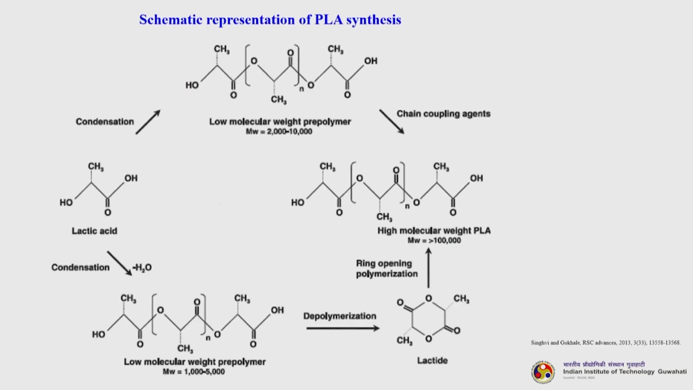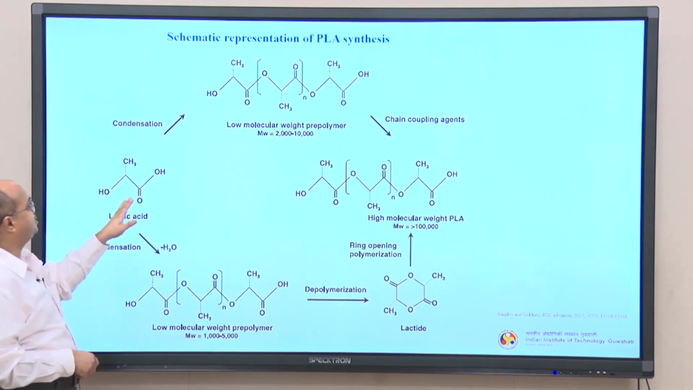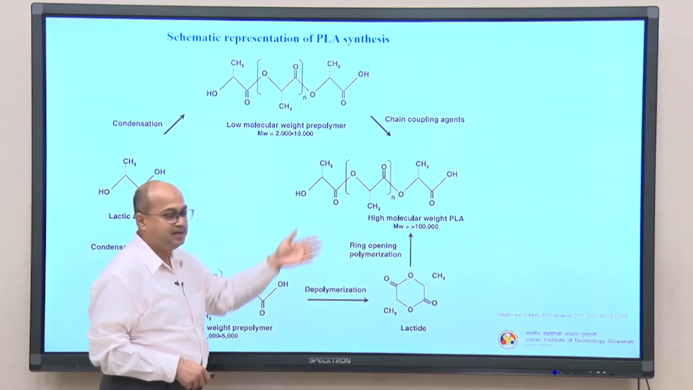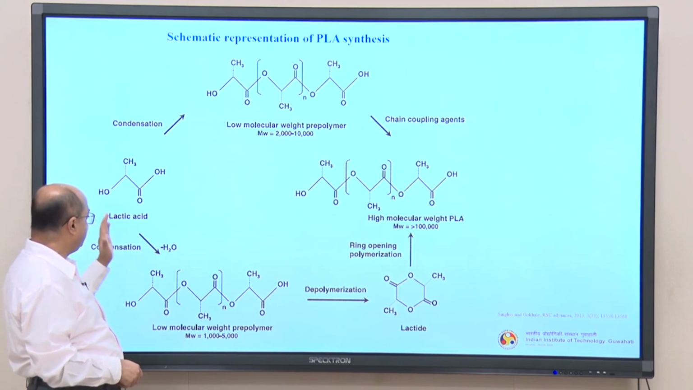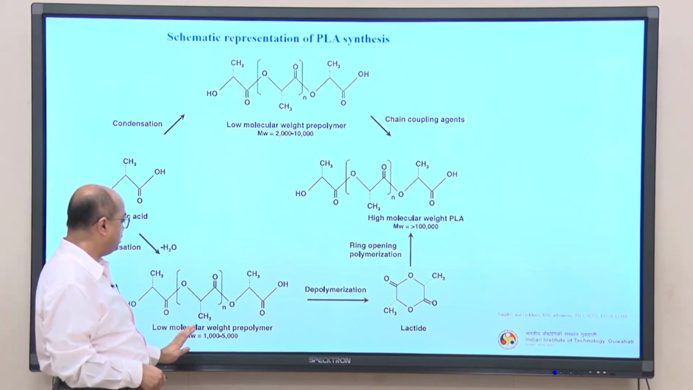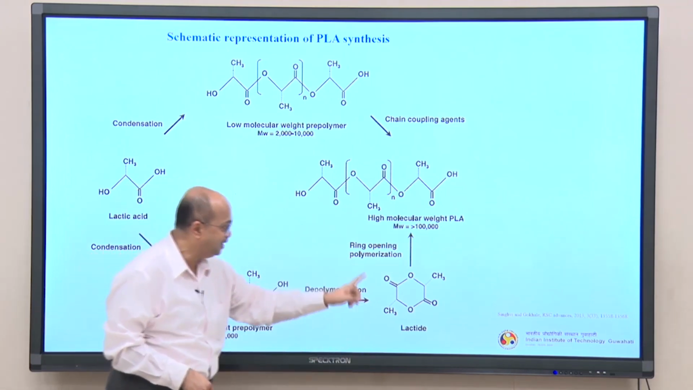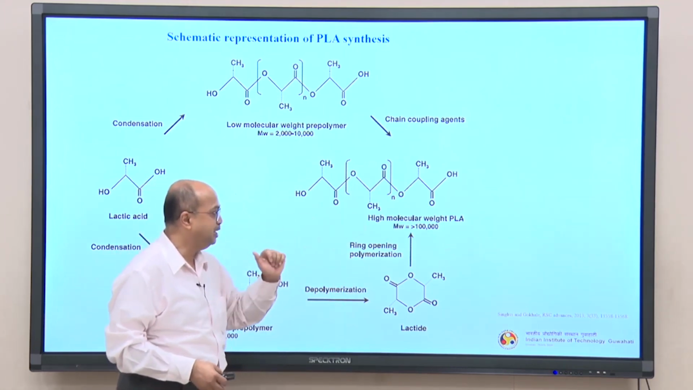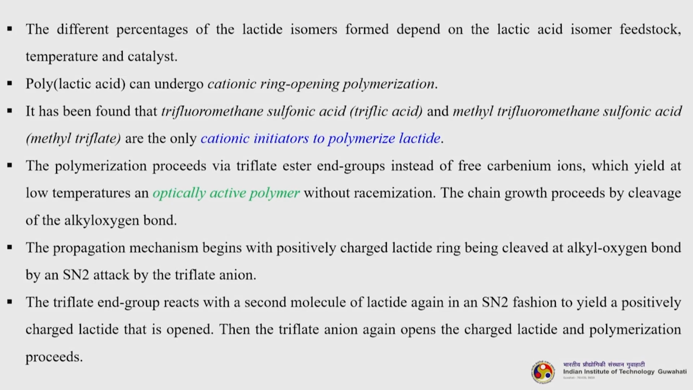So, let us understand what the scheme is. It is a schematic representation of the PLA synthesis. We will start with lactic acid. Two routes have been shown here. Condensation gives a low molecular weight pre-polymer, and upon addition of chain coupling agents, it gives high molecular weight PLA. Another route is lactic acid condensation, which gives the low molecular weight pre-polymer. Upon depolymerization, it gives lactide. That is what we just discussed. Now, when you ring open this lactide, it undergoes the ring opening polymerization reaction and gives high molecular weight PLA. The different percentages of the lactide isomers formed depend on the lactic acid isomer feedstock, temperature and catalyst.